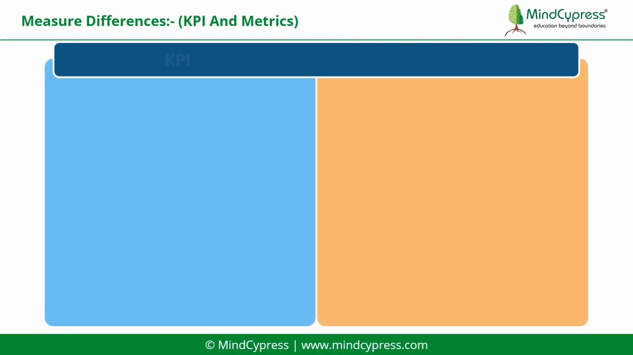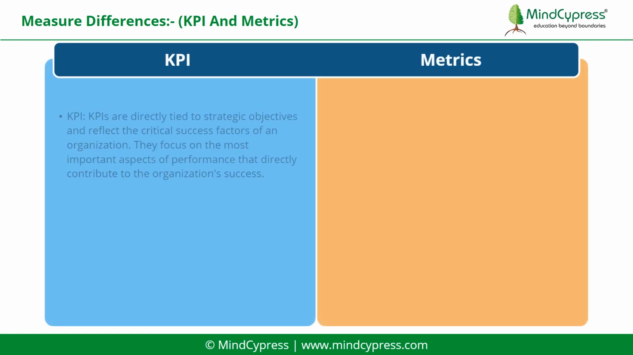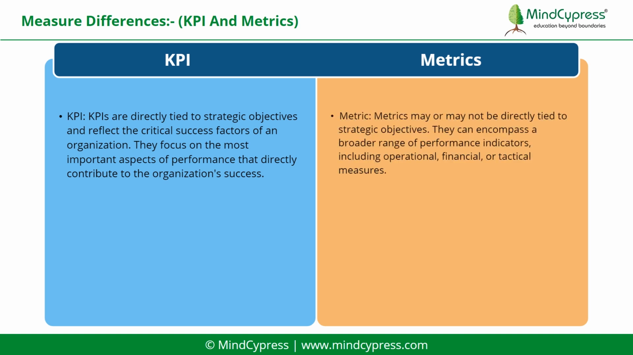Key differences between KPI and metrics. KPIs are directly tied to strategic objectives and reflect the critical success factors of an organization. They focus on the most important aspects of performance that directly contribute to the organization's success. Metrics may or may not be directly tied to strategic objectives. They can encompass a broader range of performance indicators, including operational, financial, or tactical measures.